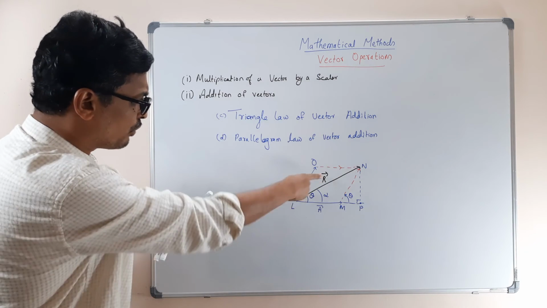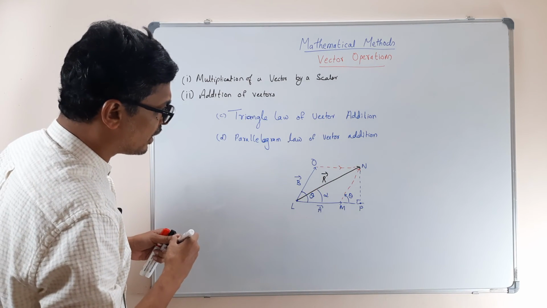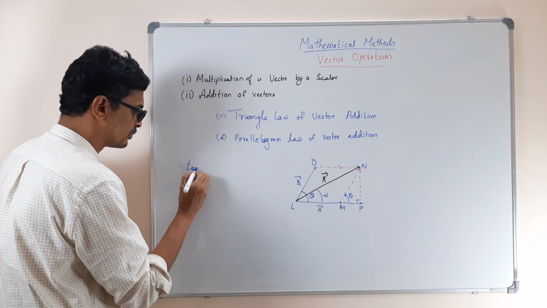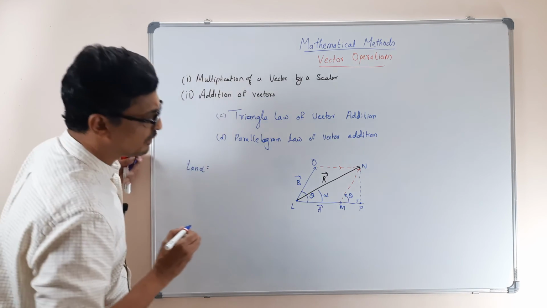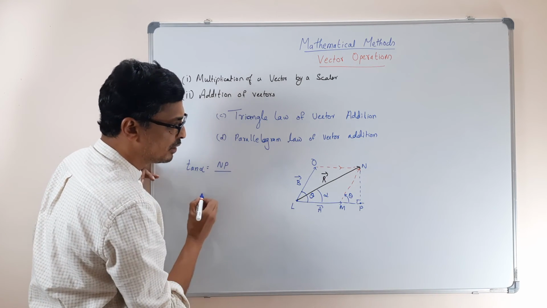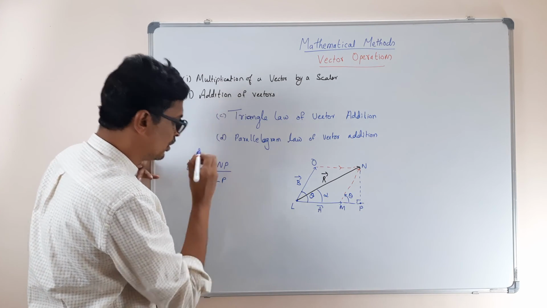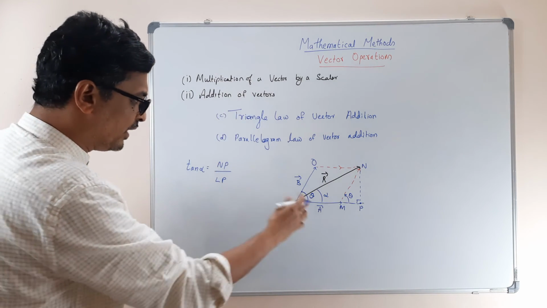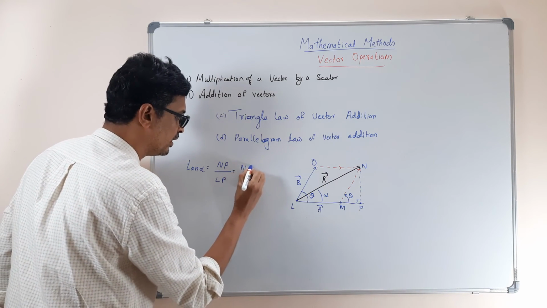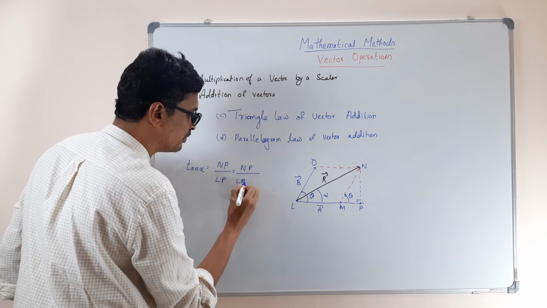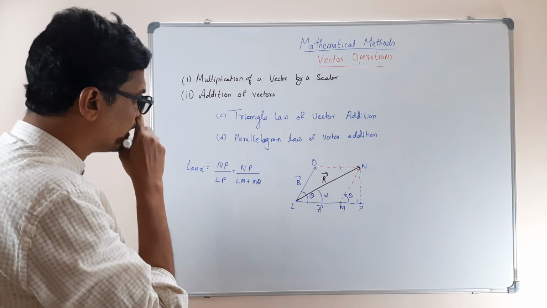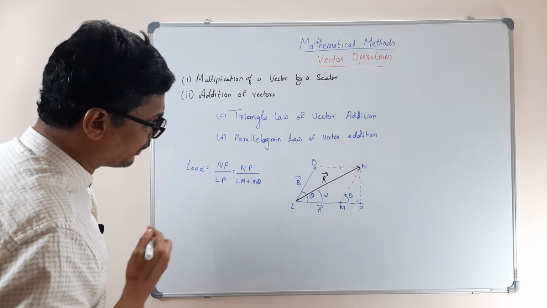And tell me, for this alpha, let me take tan alpha. Tell me what is tan alpha? NP by LP, correct? Fine. So LP is what? LM plus MP. Correct? So NP divided by LM plus MP. Oh, sorry, MP. So what is NP?